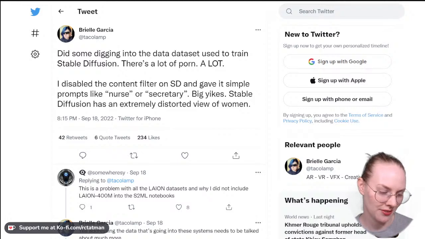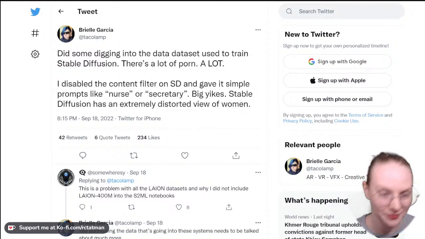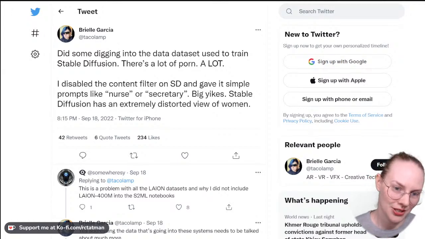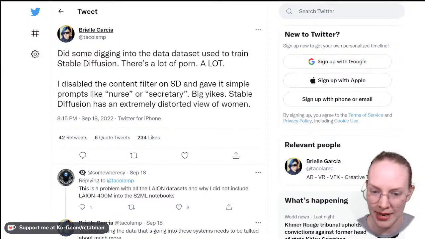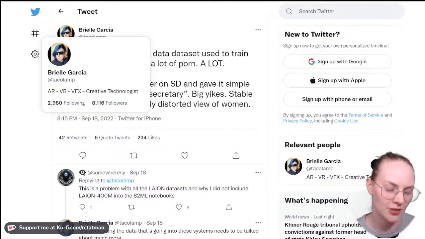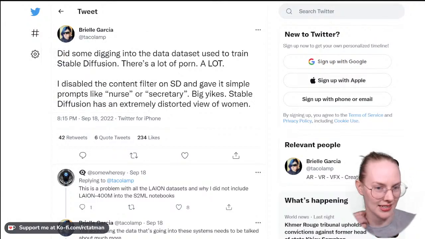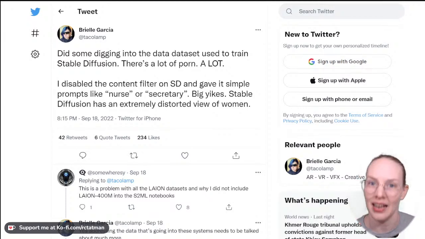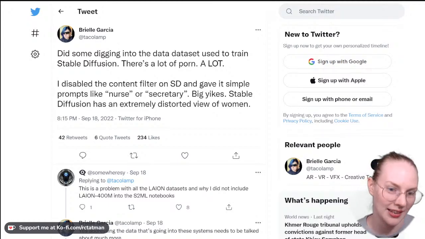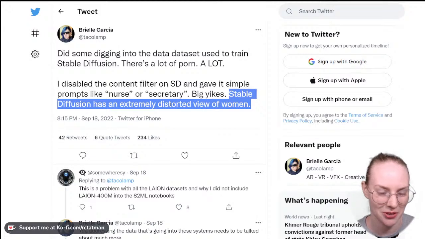Speaking of images of individuals used non-consensually and image generation, Brielle here, who is a creative technologist who works on visual effects, augmented reality and virtual reality, has done some digging into the Stable Diffusion database, and there is a lot of porn in it, apparently. Stable Diffusion has an extremely distorted view of women. Cool.